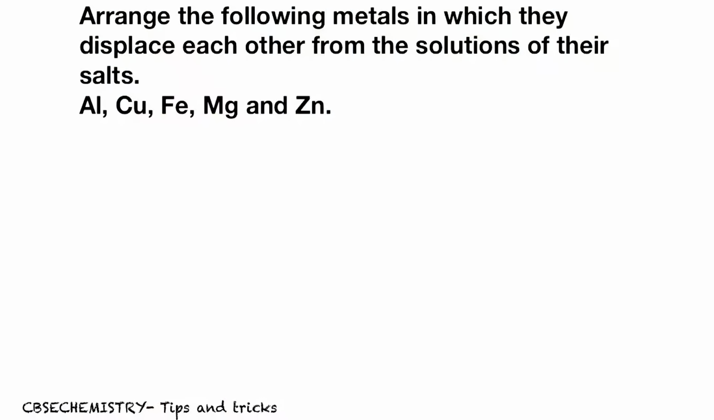Arrange the following metals in the order in which they displace each other from the solution of their salt: aluminium, copper, iron, magnesium and zinc. So you have to arrange these metals in decreasing order of their reactivity, which means the most reactive metal has to come first and the least reactive metal has to come at the end. Like that you have to arrange these elements.